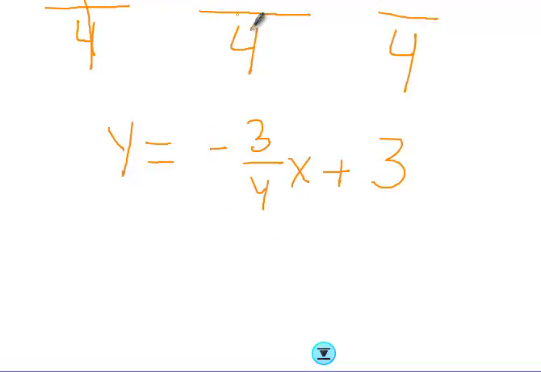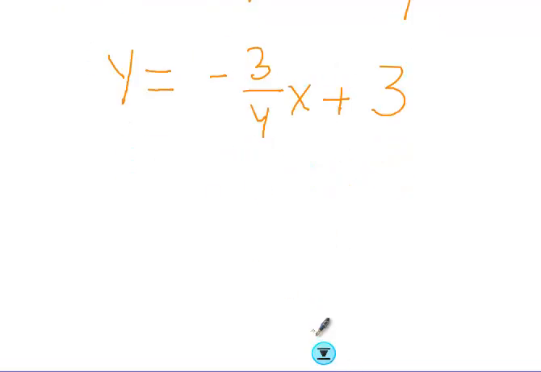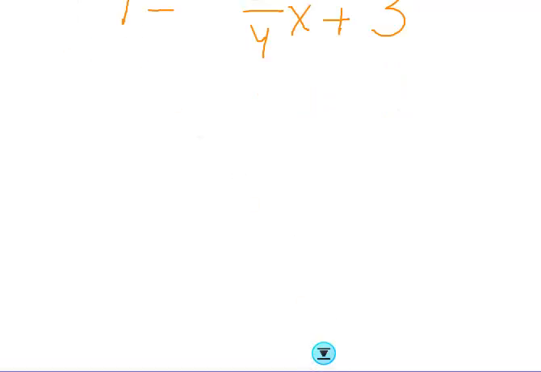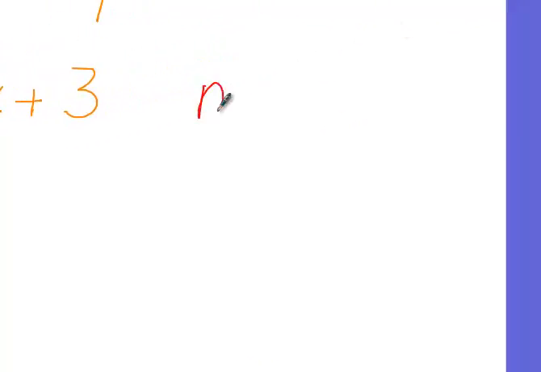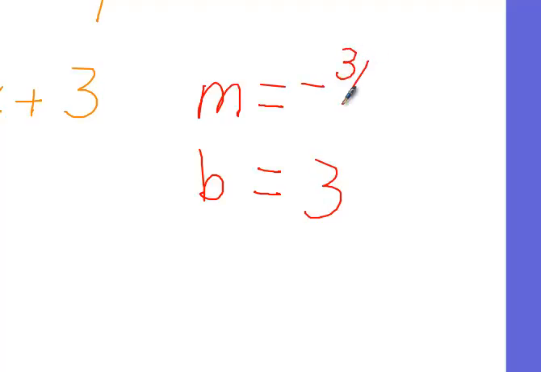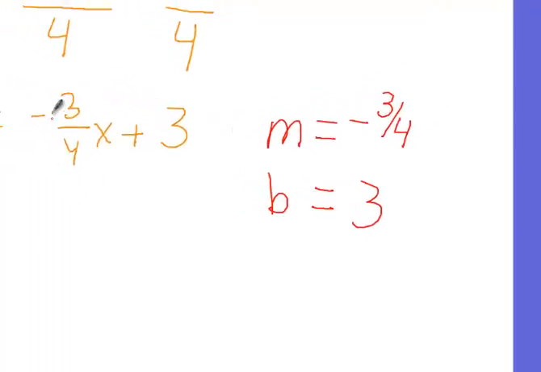Because 3/4 is negative 3/4 x plus 3. Because 12 divided by 4 is 3. All right. Now, in order to graph this problem, we need to find out the slope, which I'll denote as m, and the b, which is our y-intercept. Okay, so if we look here, our b is going to be 3, and our slope is negative 3/4.